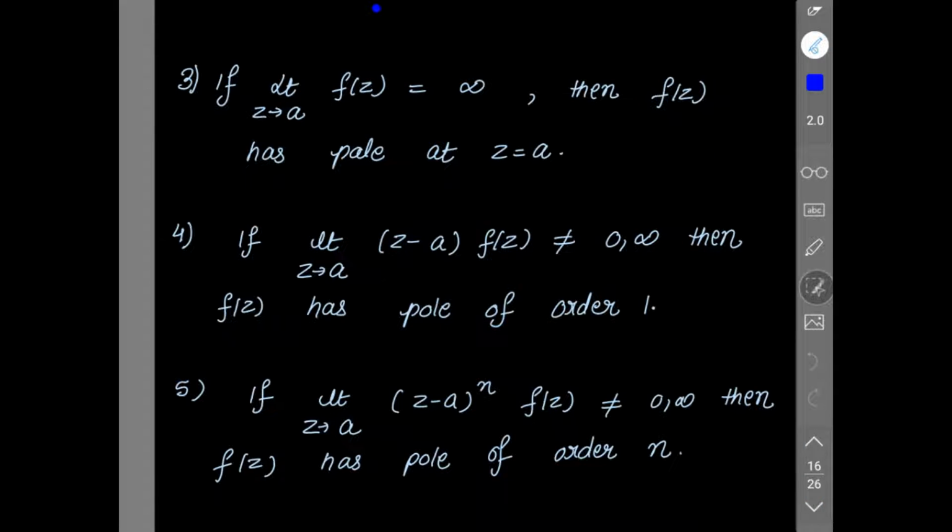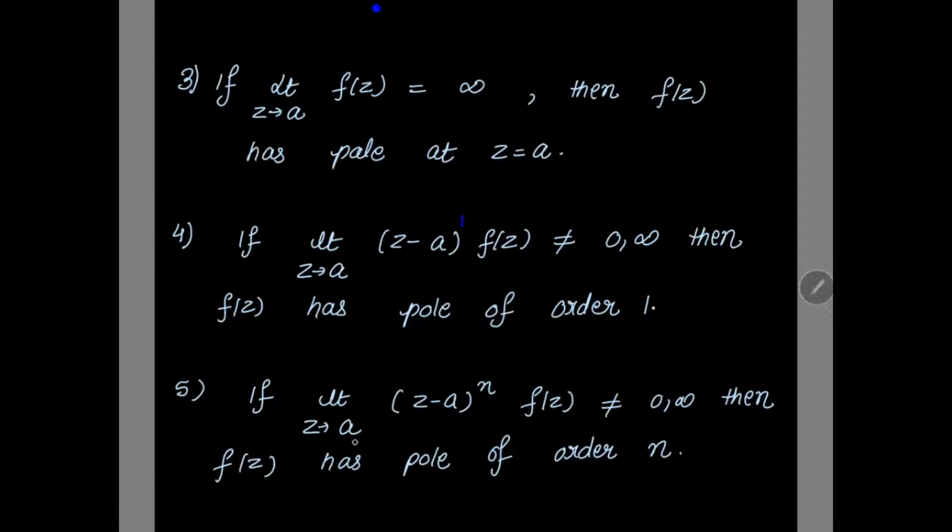Third is, if the limit as z tends to a of f(z) is equal to infinity, then the function has a pole at z equal to a. So for poles, we have the limit as infinity, right? And if the limit as z tends to a of (z minus a) times f(z) is not equal to 0 or infinity, then f(z) has a pole of order 1. Because here the power is 1, so the pole has order 1. This is your simple pole, right?